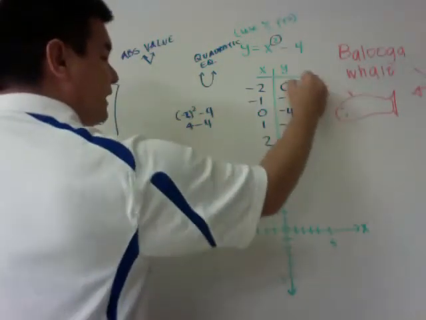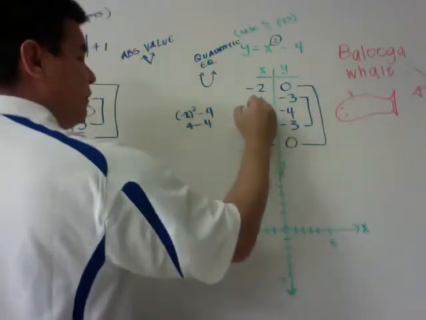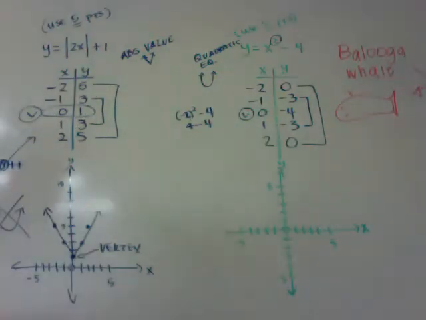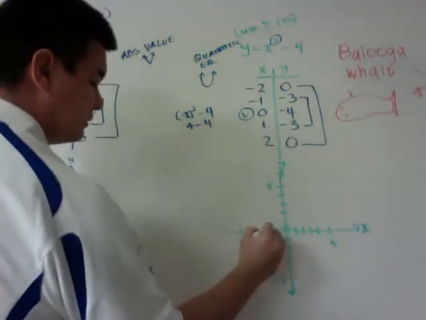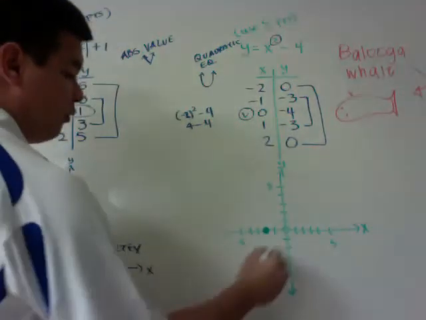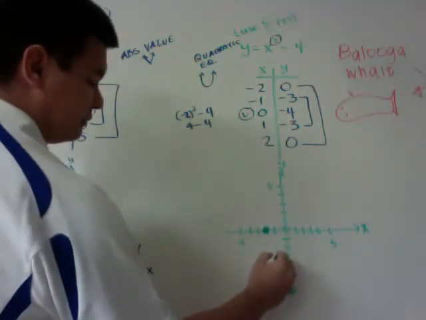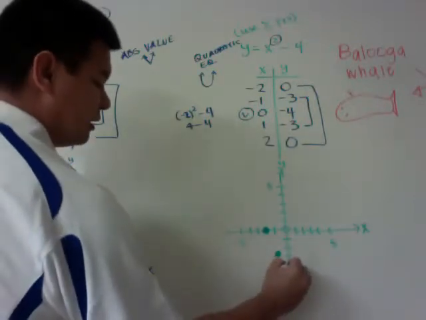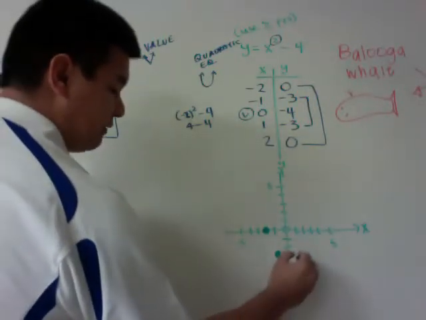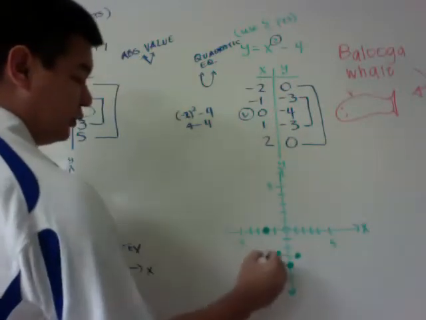And again, I can see these are the same, so this is going to be my vertex, but it's going to be a U. So when I graph it, I'm going to get -2, comma 0, -1, comma -3, 0, comma -4, 1, comma -3, and 2, comma 0.